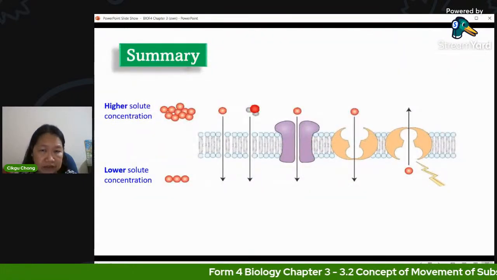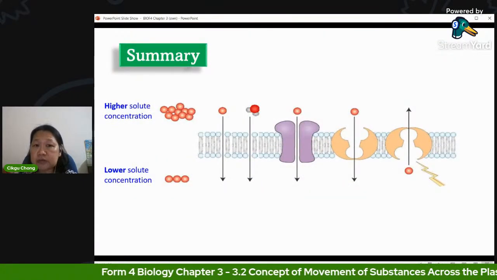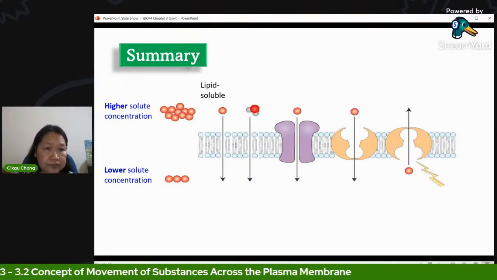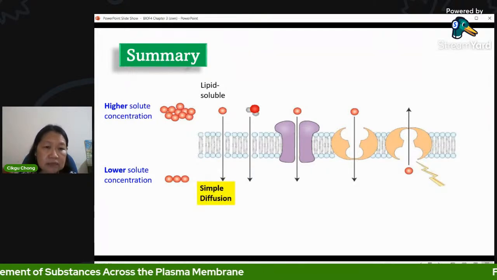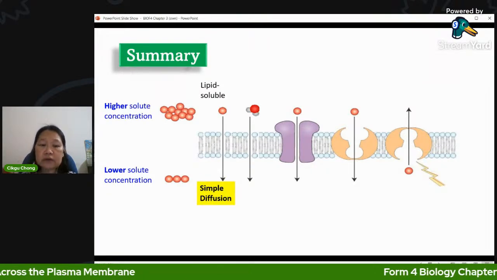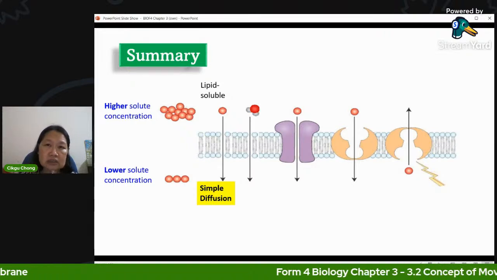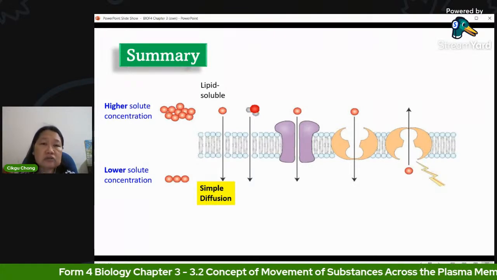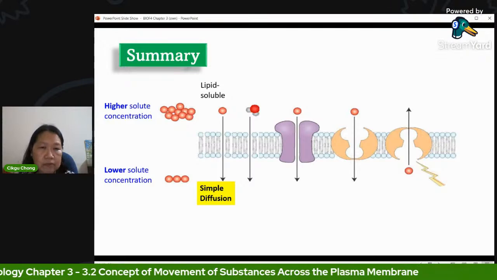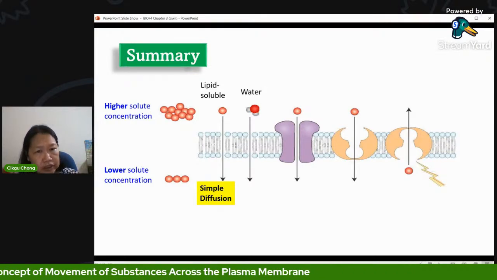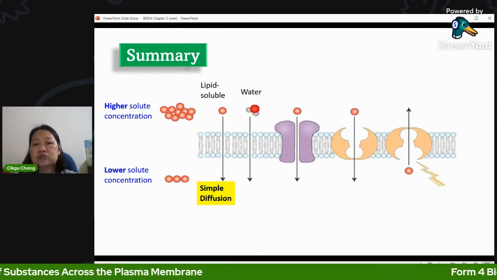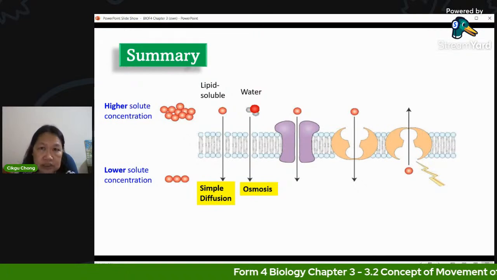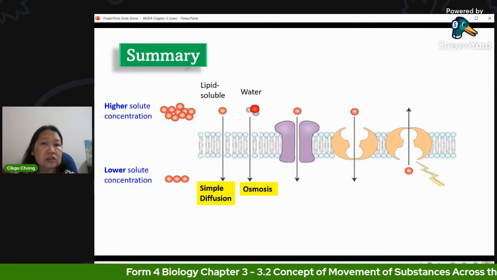So, summary. How to remember? It's important for you to remember the three types of transport here. First of all, if it's lipid soluble, it will go in through simple diffusion. Lipid soluble substances include fatty acids, glycerol, vitamins A, D, E and K, and also steroids. It doesn't matter if big or small. Then water can also squeeze through. Water squeezing through is osmosis. The method by which water passes through is always osmosis. The special name for diffusion of water is osmosis.